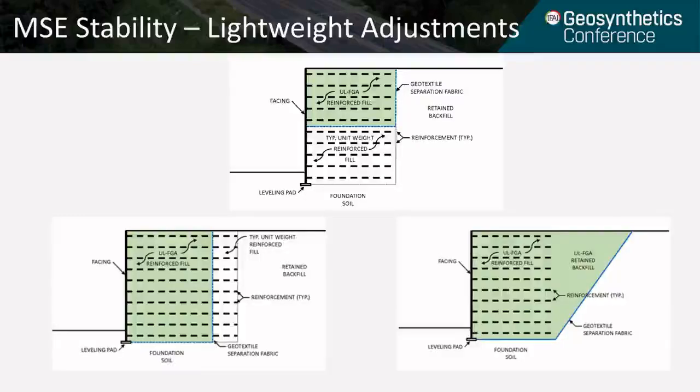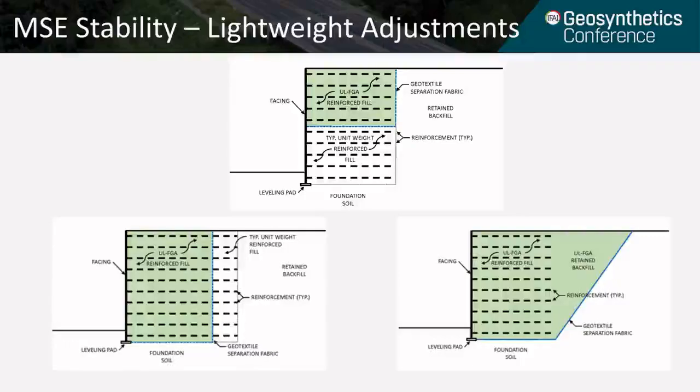The schematic shown in the bottom left shows you reinforcing elements being extended into typical unit weight reinforced fill. And again, this benefits internal and external stability by increasing the stress on the reinforcing elements and increasing the total weight of the reinforced mass.